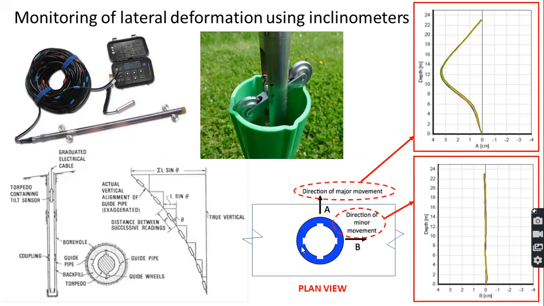When we insert the inclinometer in this direction, you can get the variation of the deformation in the major direction. And by inserting the inclinometer in the perpendicular direction, we can get the movement in the longitudinal direction. So you can see two typical records. In this direction, we don't expect a lot of deformation because the wall is quite stiff in this direction.